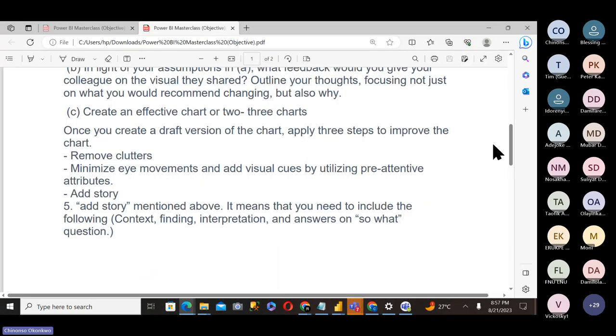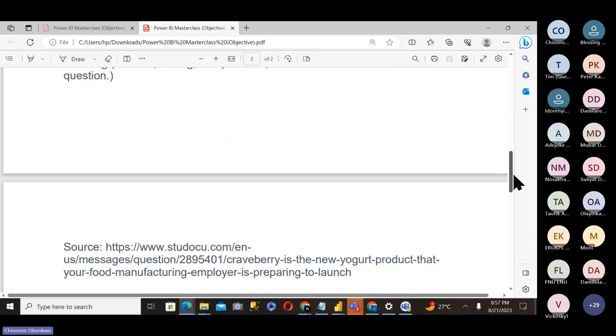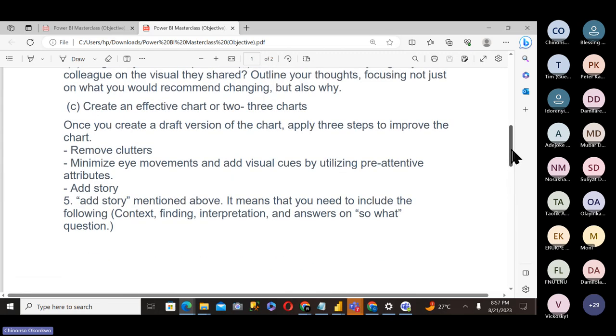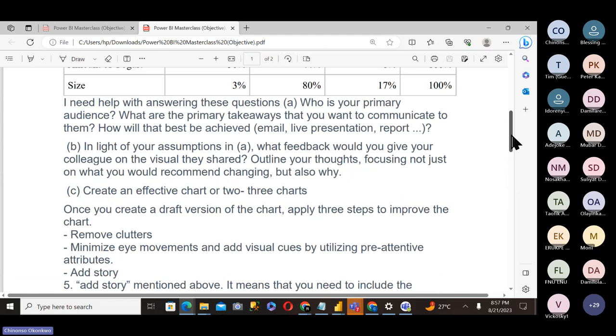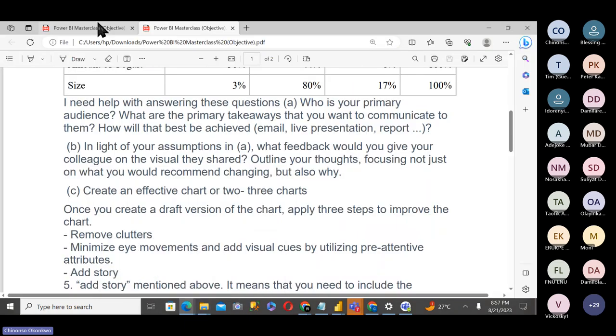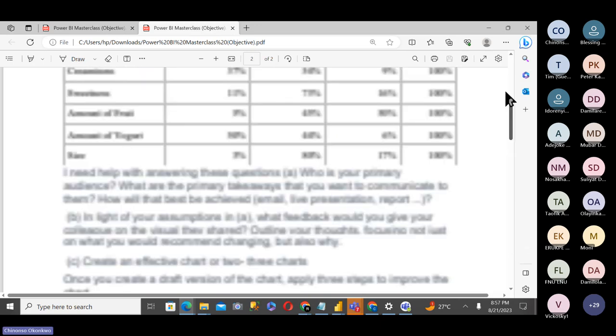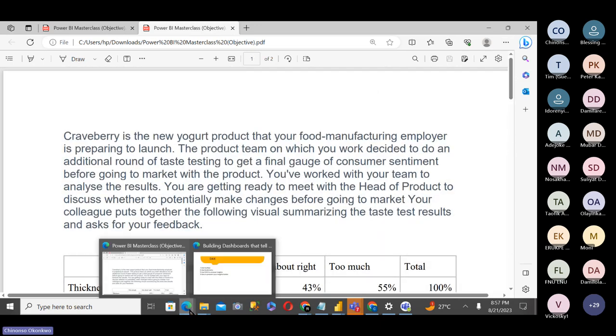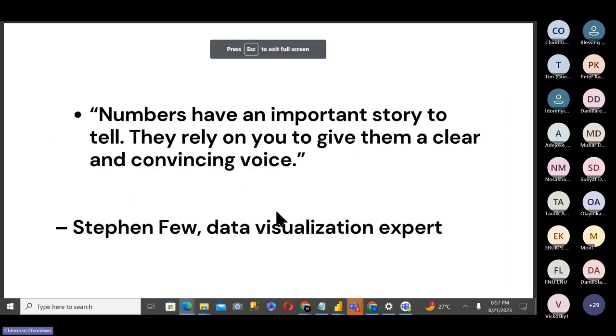So I think that's adding the stories, talking about more things, writing our insight down, which we can't do for the sake of time. So that covers it. Let's go back to this. I think I might have closed something. All right, so that about covers it. One thing you should remember is numbers have an important story to tell, and they rely on you to give them a clear and convincing voice.